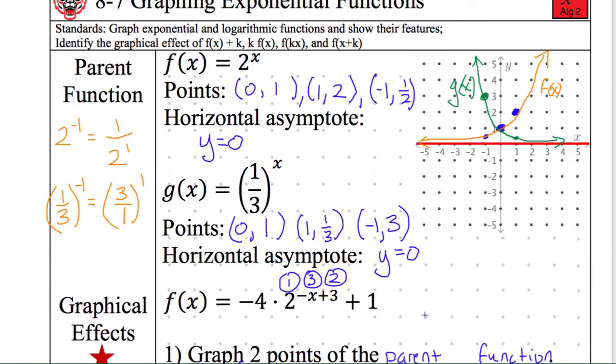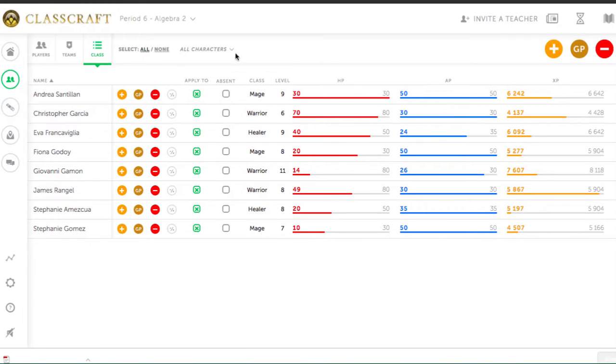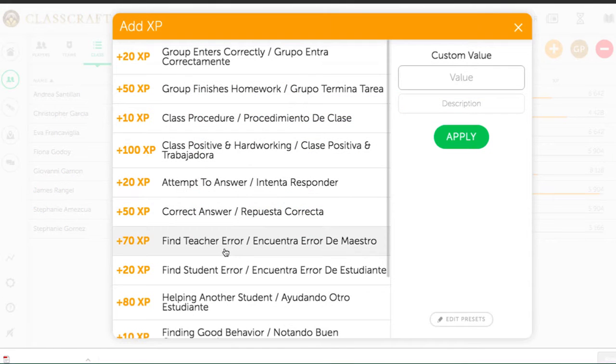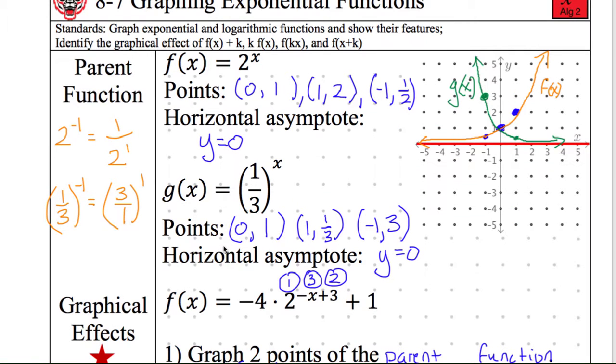Apparently, I don't know my axis. Wait, do we get some extra XP or something? I think Fiona does. You should correct me. I think we all deserve something. All right, y'all got 70 XP.